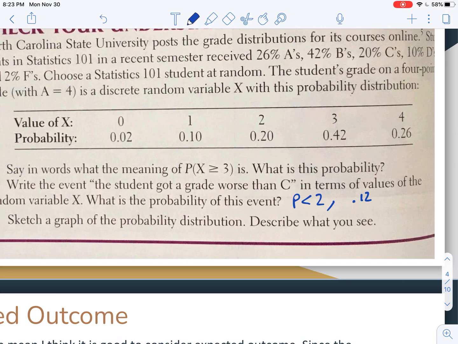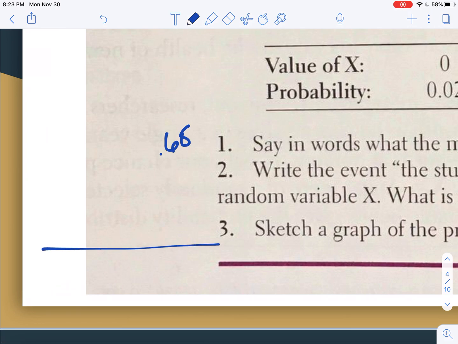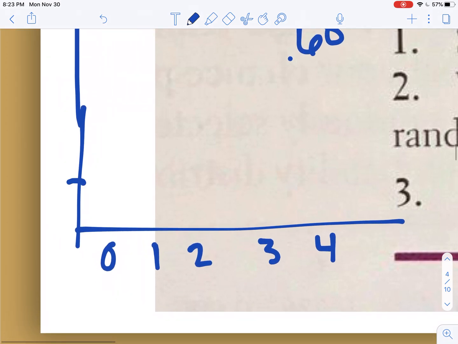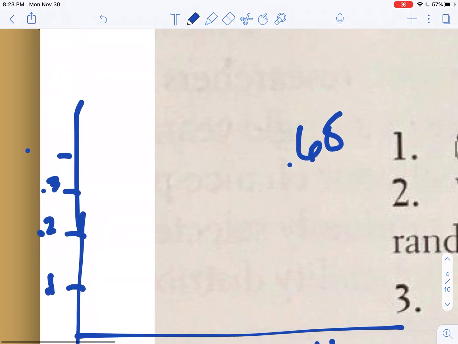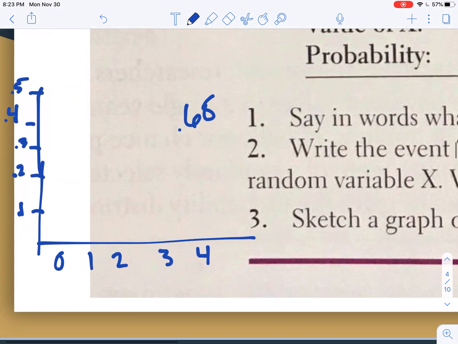Sketch a graph of the probability distribution. Describe what you see. So again, this is kind of going all the way back to chapter 1. This would be like making a histogram. We've got 0, 1, 2, 3, and 4. And then we can define these 0.1, 0.2, 0.3, 0.4, 0.5. And we're just going to make a rough sketch here.